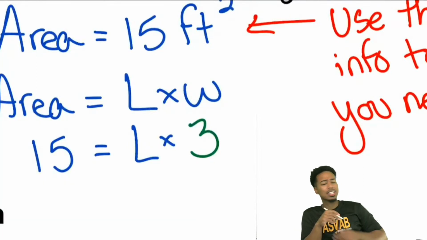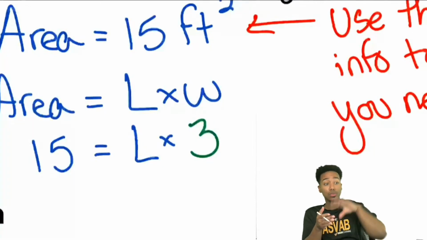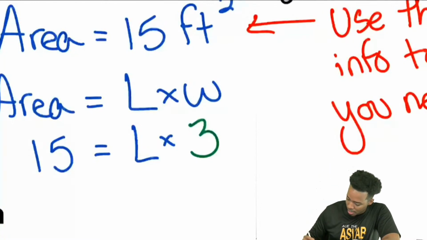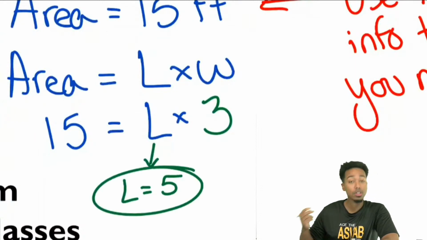Now, you don't even need to think backwards for this problem. It's right there in your face. 15 equals some number L times 3. 5 times 3 is 15. Boom. L is 5. L equals 5. So you can look at it like that, or remember that you can think about it as working backwards.